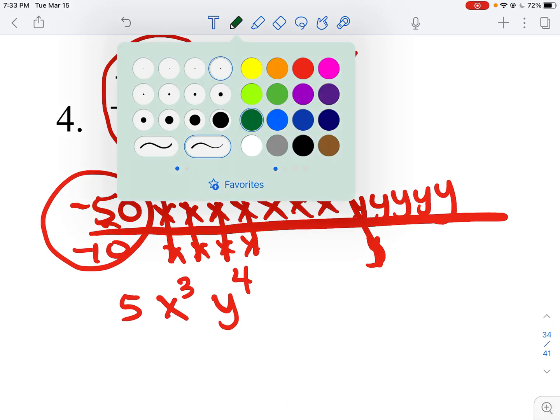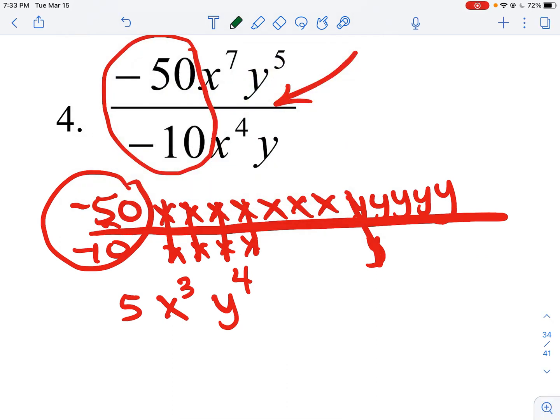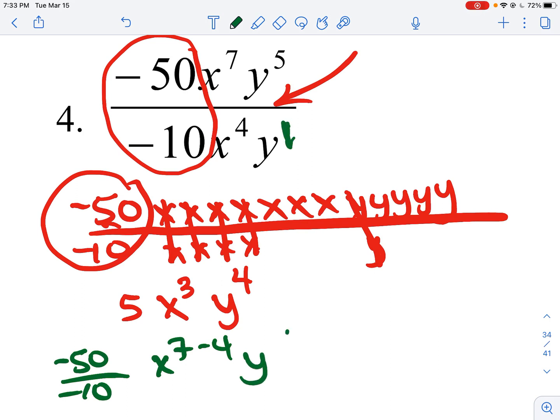Now, if I was to do it with the property, I would do x to the 7 minus 4. Remember, this has a 1 right here, to the 5 minus 1. If I did that, I would still get 5. X to the 3rd, y to the 4th.